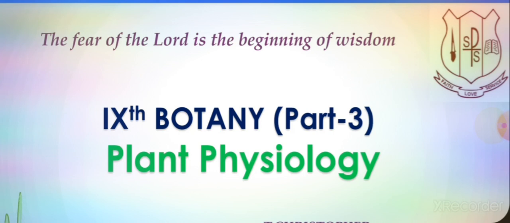What is tropism? It is a unidirectional movement of a part of a plant or the whole plant towards the direction of stimuli. Stimuli is the plural for stimulus. So the plant part or the whole plant will move towards one direction, and that is based on a stimulus.